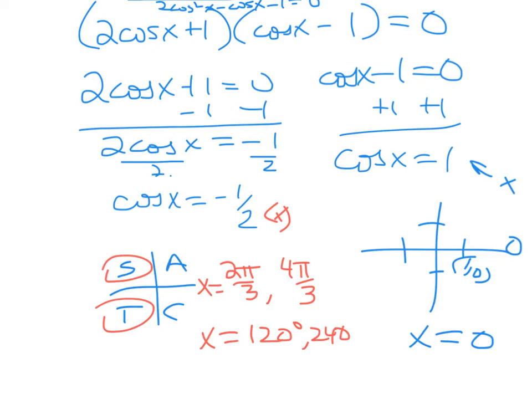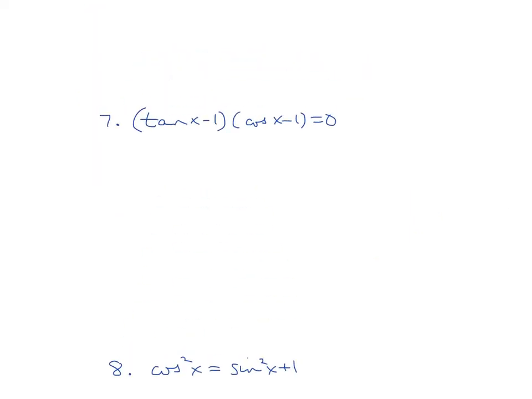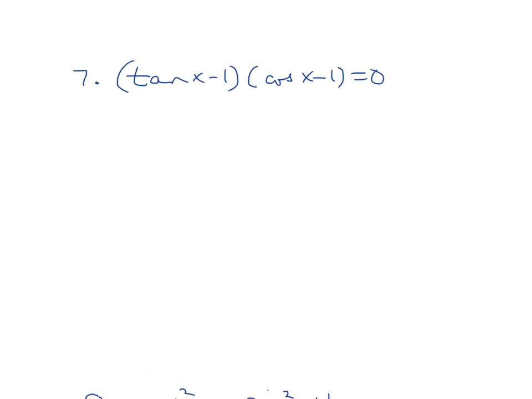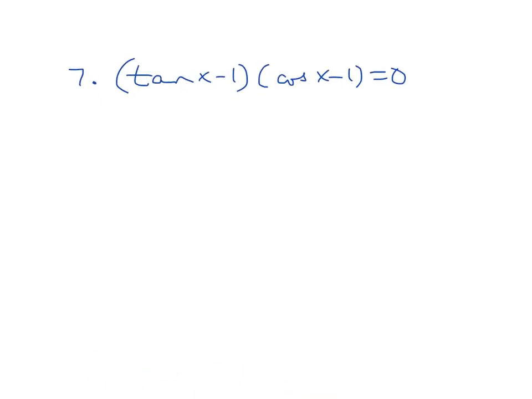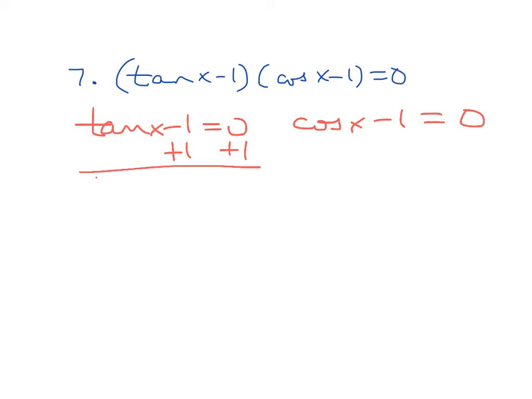So that's number 6. Number 7, again, it's already factored for us. Already factored, so set each of the factors equal to 0. So tangent of x minus 1 equals 0. Cosine x minus 1 equals 0. Add the 1. Tan x equals 1. Cosine, add the 1.